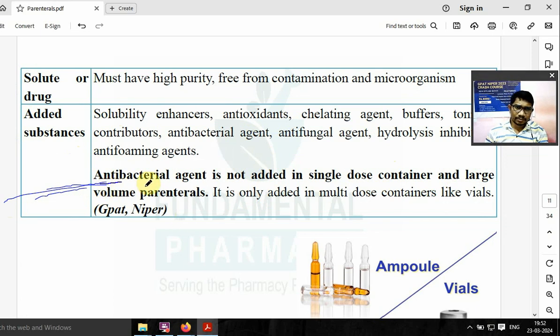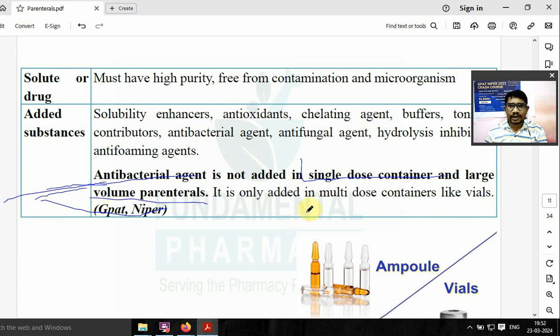Antibacterial agent मतलब क्या है? Preservative. So it is not added in a single dose container and large volume parenteral. अगर एक ही single dose container जैसे एम्पूल है, so it is not added in the ampoule and large volume parenteral. तो ये LVP और सिंगल डोज कंटेनर में ऐड नहीं किया जाता है, ये क्वेश्चन आ चुका है.